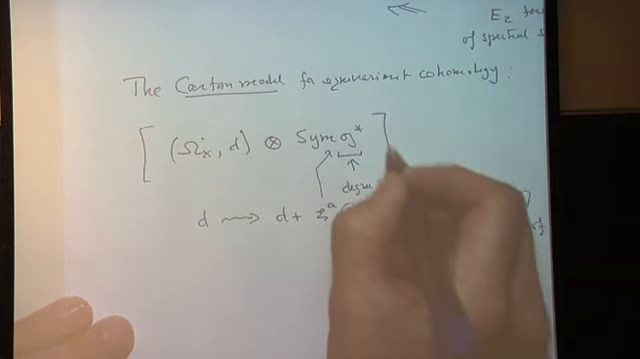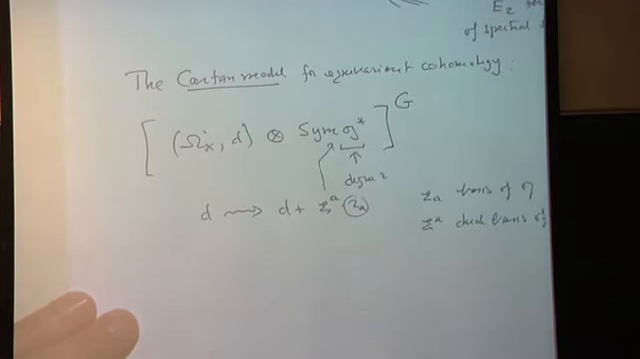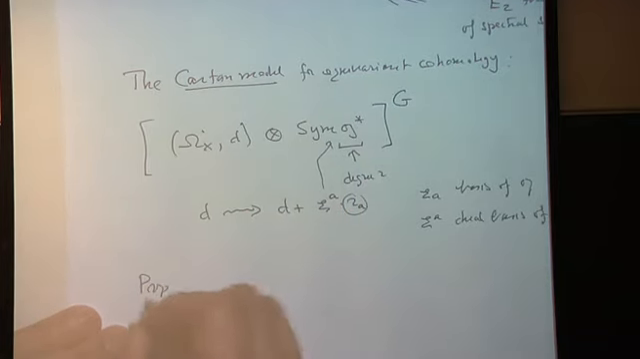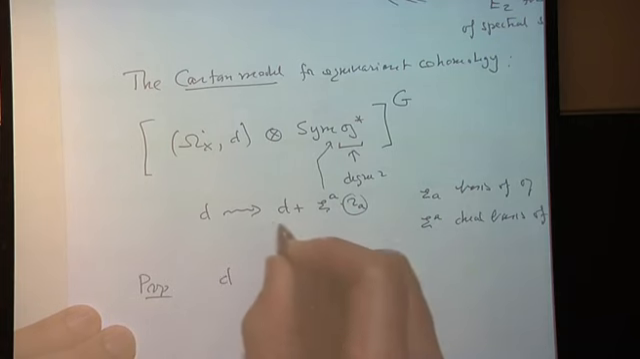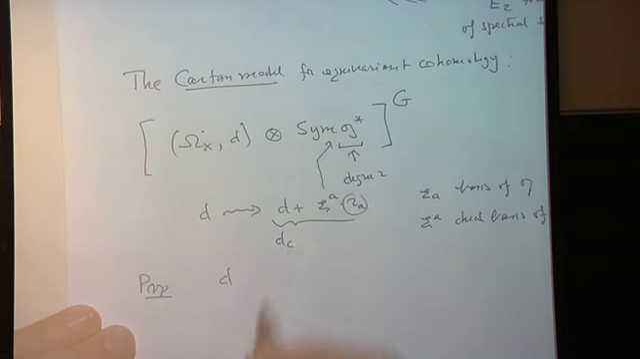And finally, take invariants under the group. And the proposition first is that d, maybe we'll call this d_C from d Cartan, d_C squared is 0 on the invariant part.